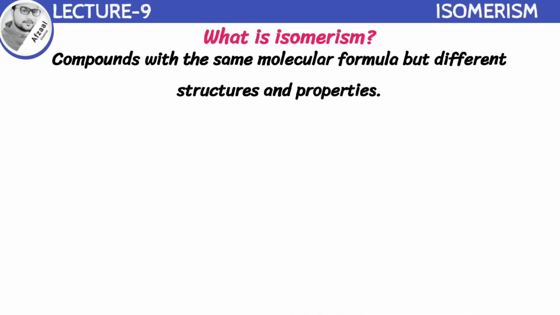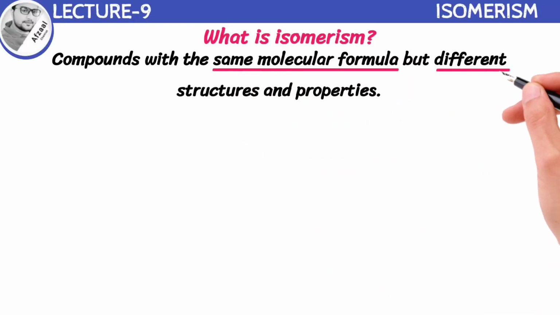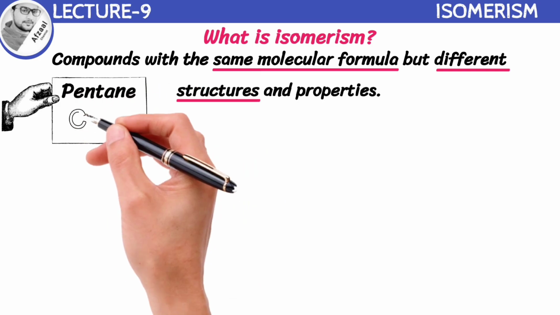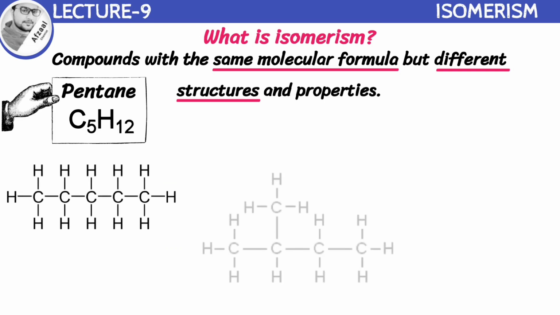Well, in chemistry, atoms are our building blocks, and we can rearrange them to form different compounds, having the same molecular formula, but different structures. I have an example of pentane. It has the molecular formula C5H12. But guess what? There's not just one way to arrange those atoms.